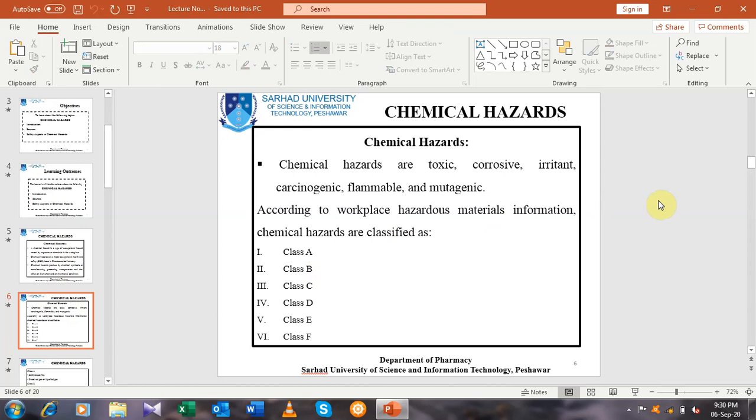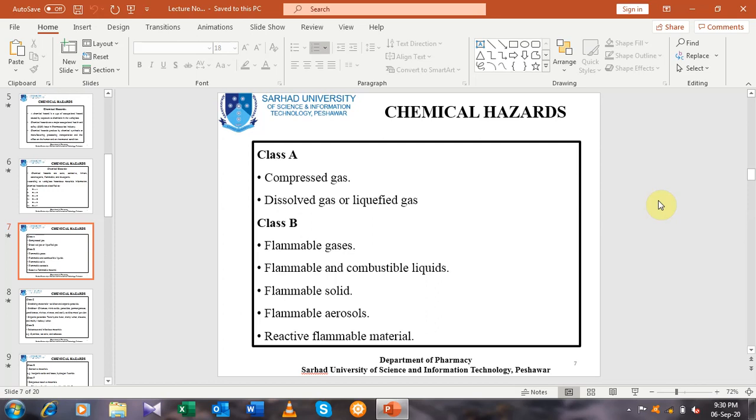Class A includes compressed gas, dissolved gas, or liquefied gas. These are examples of some of the chemicals categorized under class A. In class B, there are flammable gases, flammable and combustible liquids that cause combustion, flammable solids, solid chemicals that are flammable in nature, flammable aerosols, and reactive flammable material. These are examples of class B materials or chemicals.